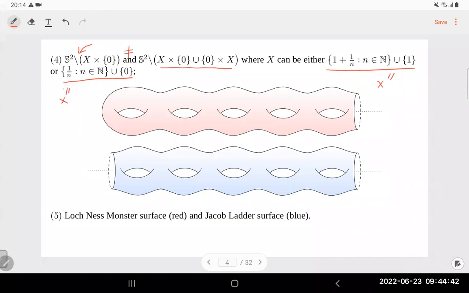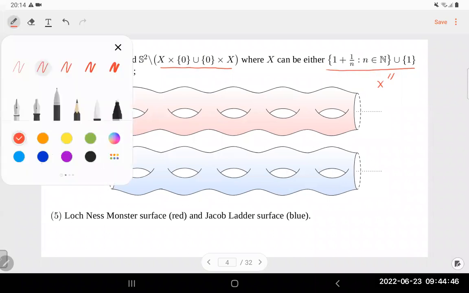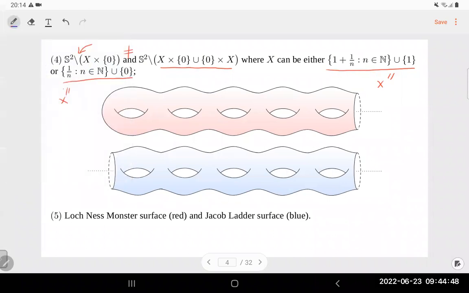Okay, and the last motivational question. Here are 2 surfaces, you can see them. One surface is the red one, which is called the Loch Ness monster surface, and the other surface is the blue one, which is called the Jacob's ladder surface. So here you can again apply your guess.